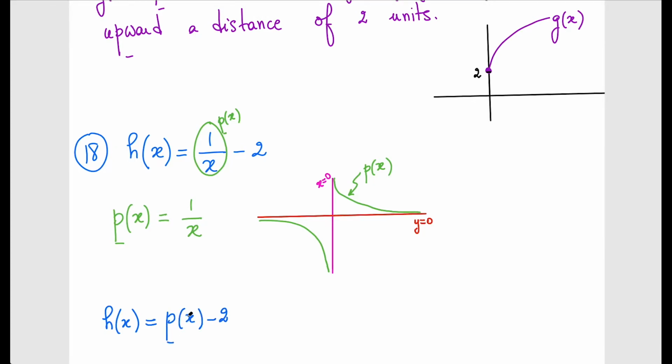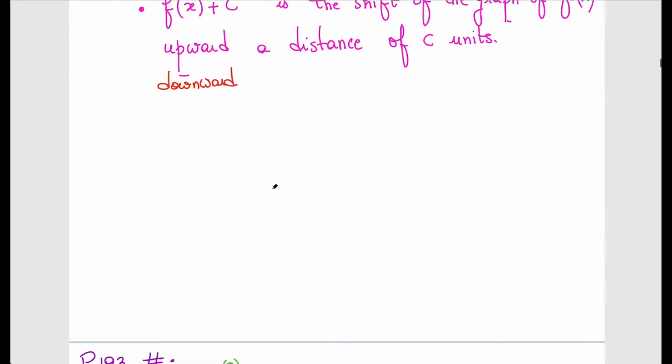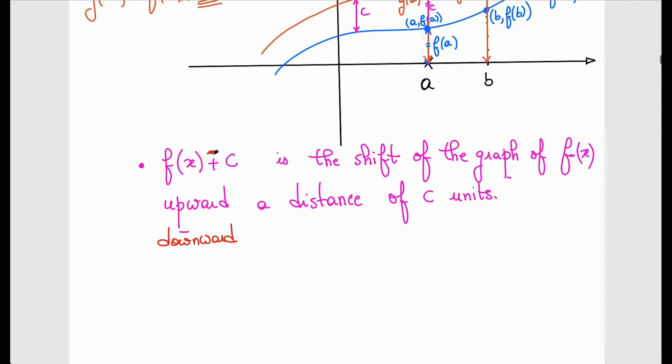And do we know how to graph P? Yeah, we just graphed it. So how are we gonna graph H? Well, according to what we just discussed above in the pink statement, we're talking about the minus now, right? So if you know how to graph F, in this case the function name is P here. If you know how to graph P of X, just shift the graph of P of X downward a distance of C units, where C is this positive constant that sits here. Correct? So that's exactly what I'm gonna do.